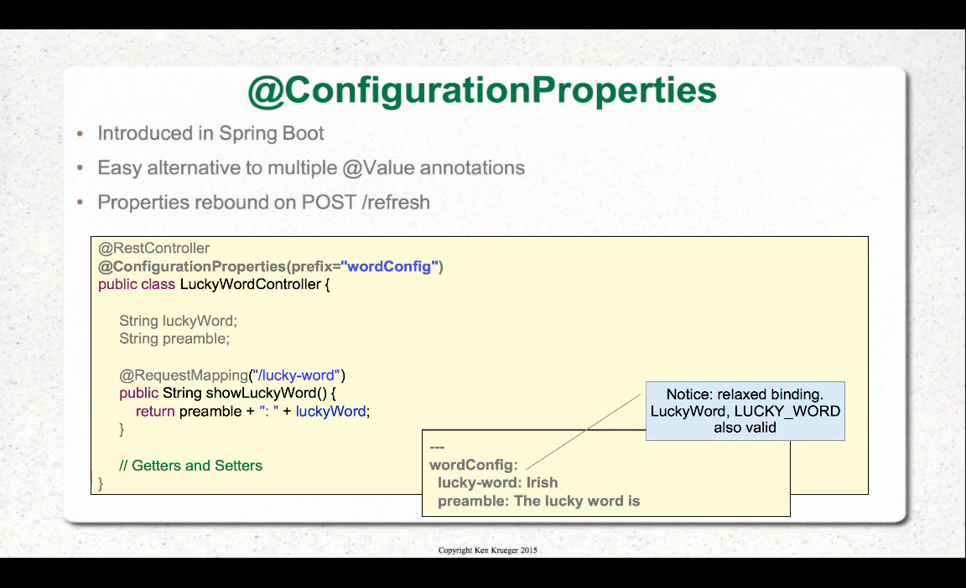In fact, I've done it for illustrative purposes. Spring Boot actually understands what we mean. Spring Boot is going to be forgiving with us as far as the names of the properties. Camel case is also okay, and all caps would also match this property. Now, if you do a post to /refresh, any beans with @ConfigurationProperties will have their properties rebound.